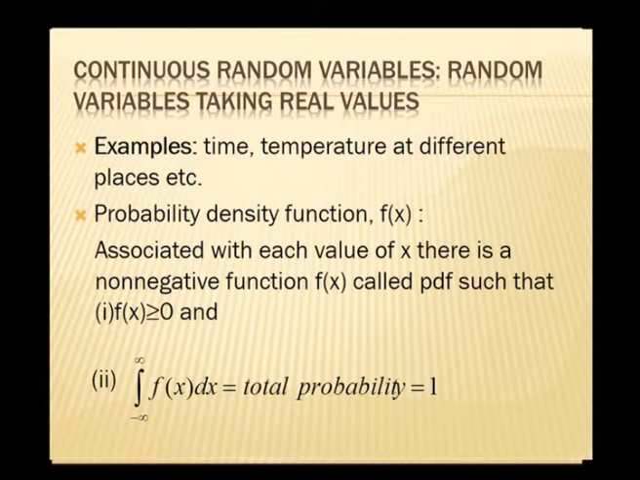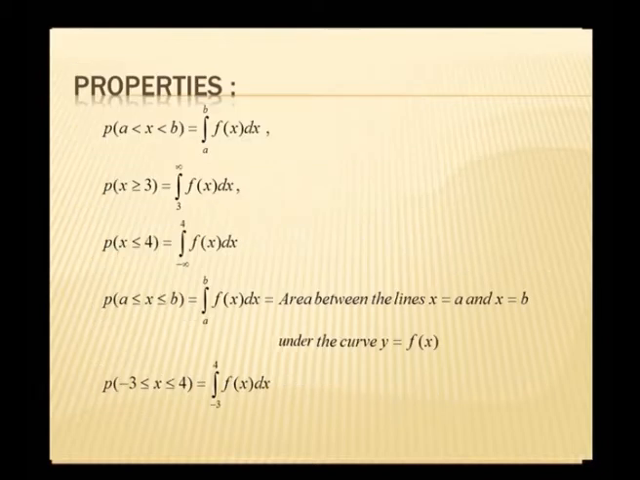See, whenever you take a continuous random variable, the probability density function we denote by small f of x, and associated with each of these x there is a non-decreasing function which is called capital F of x, and it is a PDF such that f of x is greater than or equal to 0. Second, the total probability is 1.